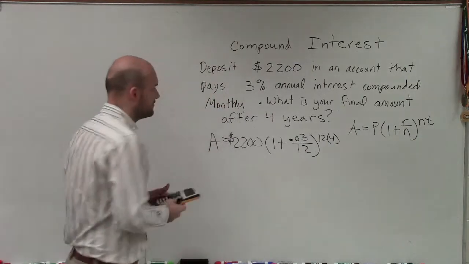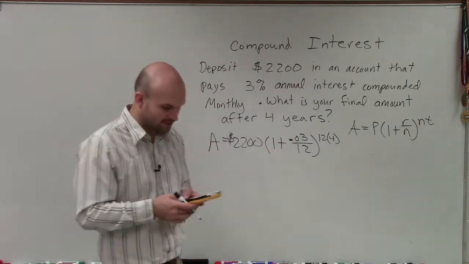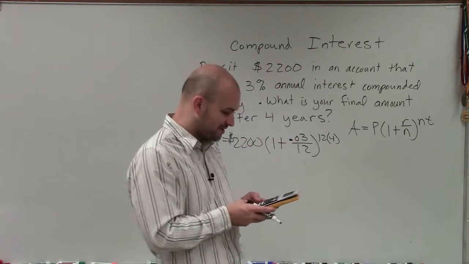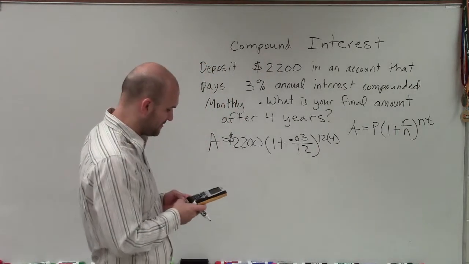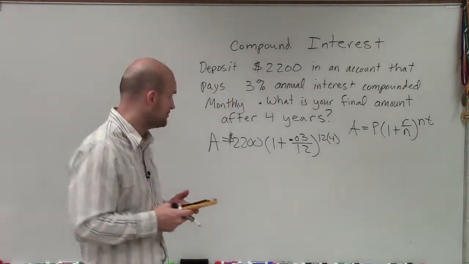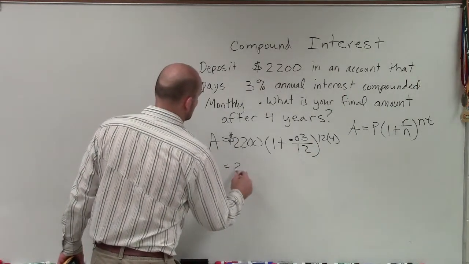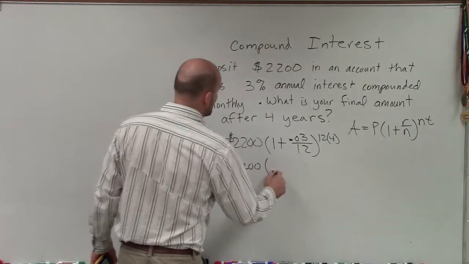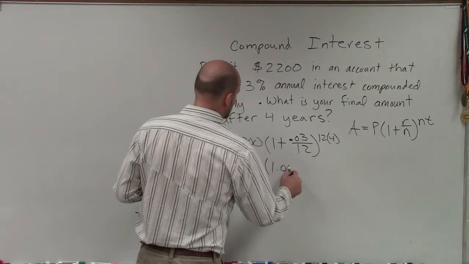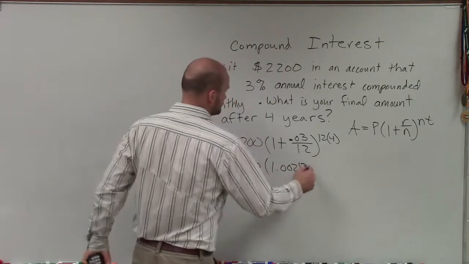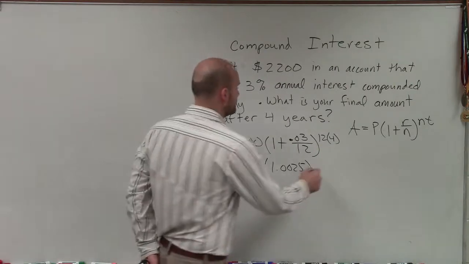All right. So the first thing I like to do is, inside my parentheses, compute that. First, I'm going to do the division. So I'll do 0.03 divided by 12, which is 0.0025. Add that to 1. And I get A equals 2,200 times 1.0025 raised to the 48th power.